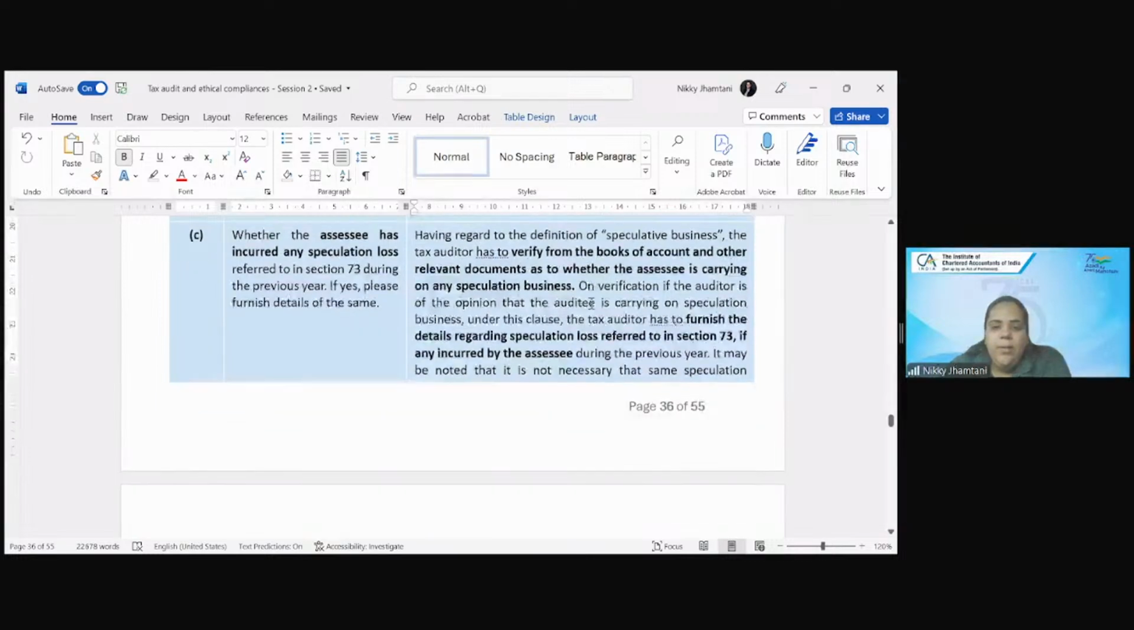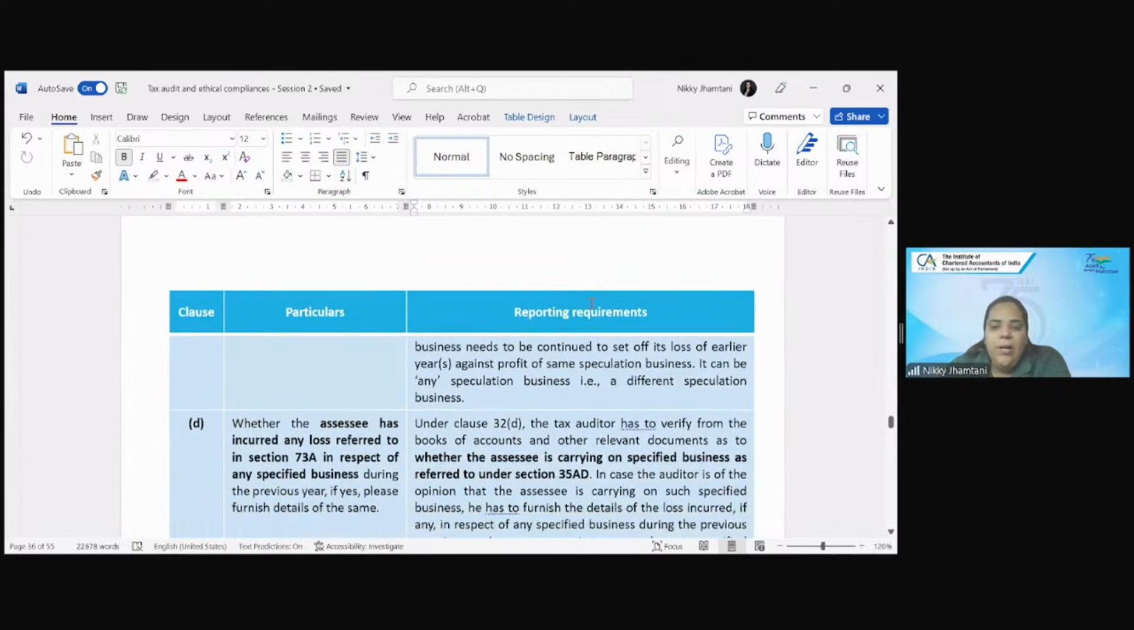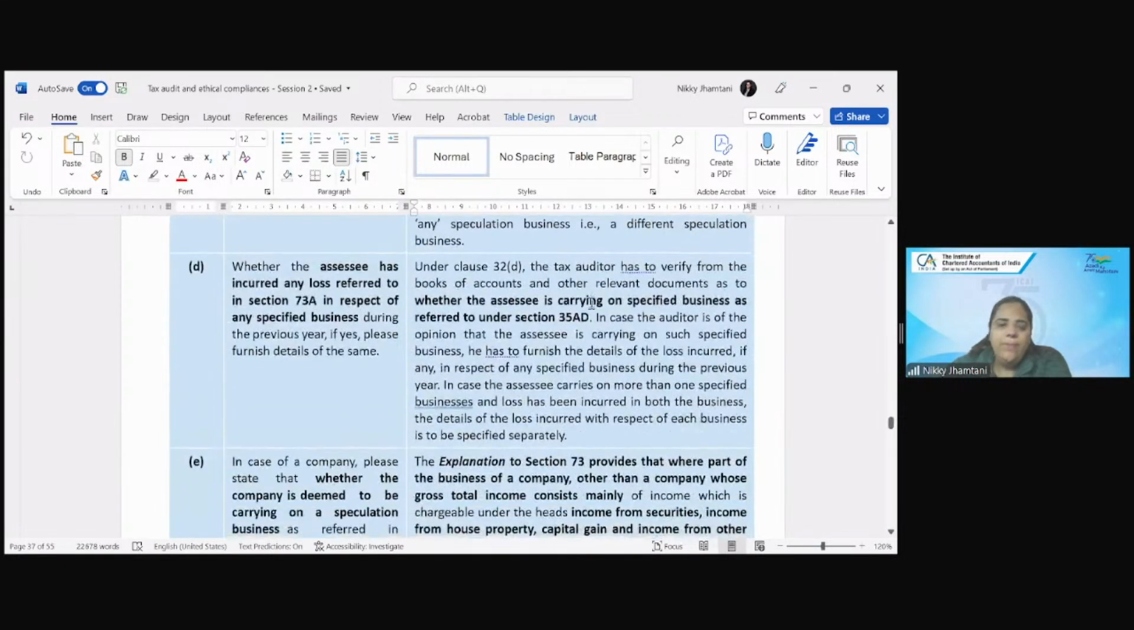It may be noted that it is not necessary that the same speculation business needs to be continued to set off the loss of earlier years against profit of the same speculation business. It can be any speculation business or a different speculation business.